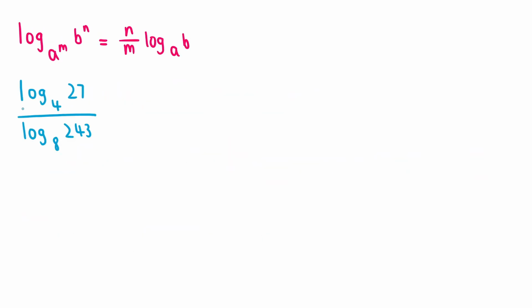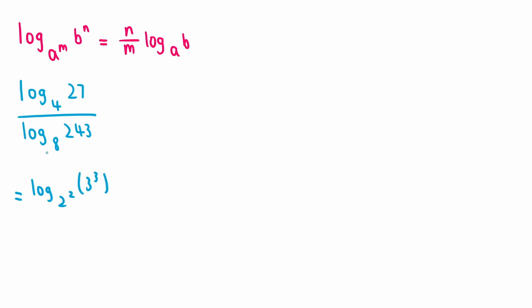So here's a longer example. Let's say we have log base 4 of 27 divided by log base 8 of 243. We might not know the exact values for both the numerator and the denominator, but if we rewrite both logarithms in terms of log base 2 of 3, we might be able to find an exact value for the entire expression. So 4 is clearly 2 squared, and 27 is 3 cubed, so we can rewrite the numerator as log base 2 squared of 3 cubed.